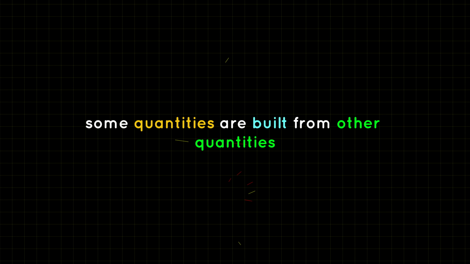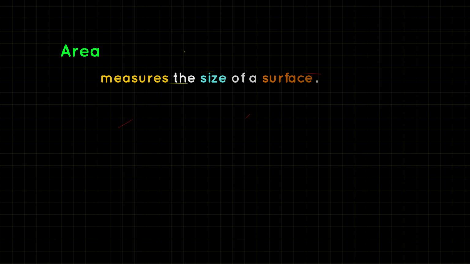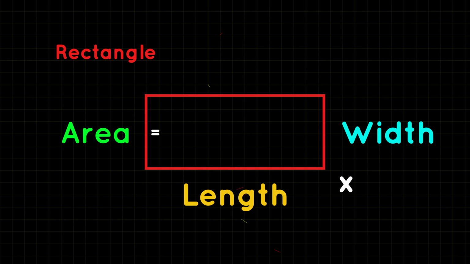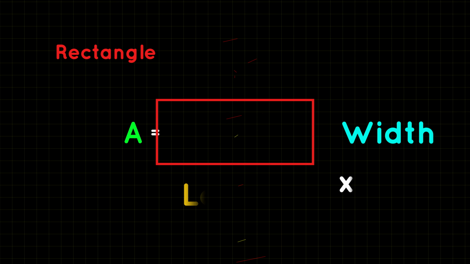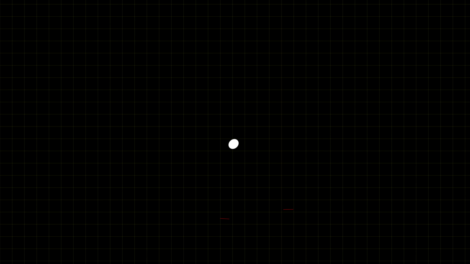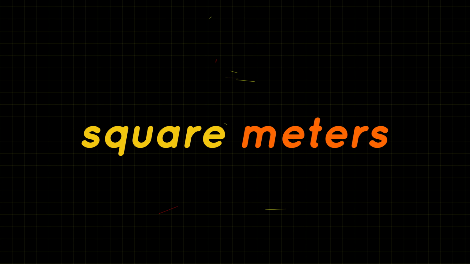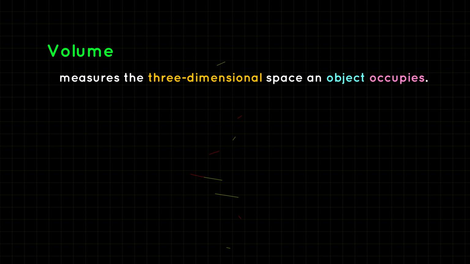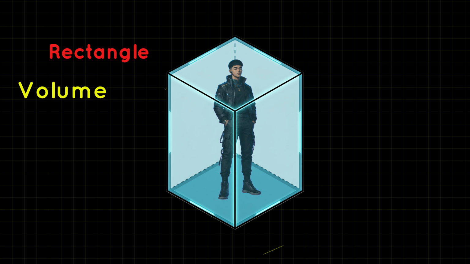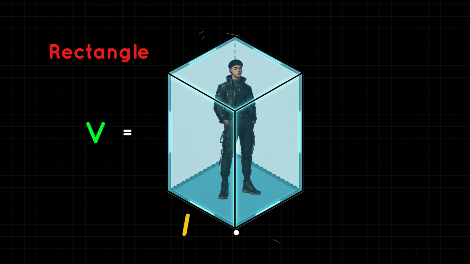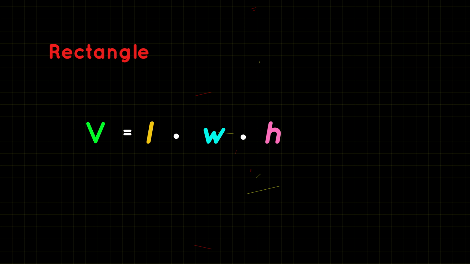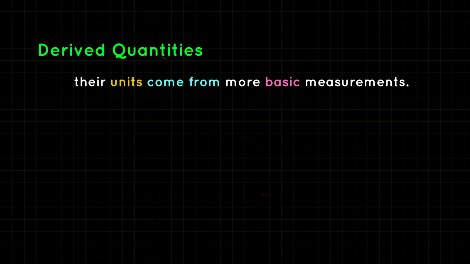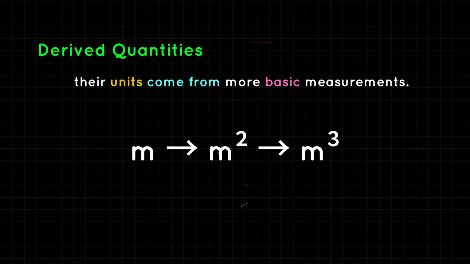Some quantities are built from other quantities. Area measures the size of a surface. For a rectangle, area equals length times width. A equals L times W. Multiply meters by meters and you get square meters, written as m squared. Volume measures the three-dimensional space an object occupies. For a rectangular box, V equals L times W times H, producing cubic meters, written as m cubed. These are derived quantities because their units come from more basic measurements.